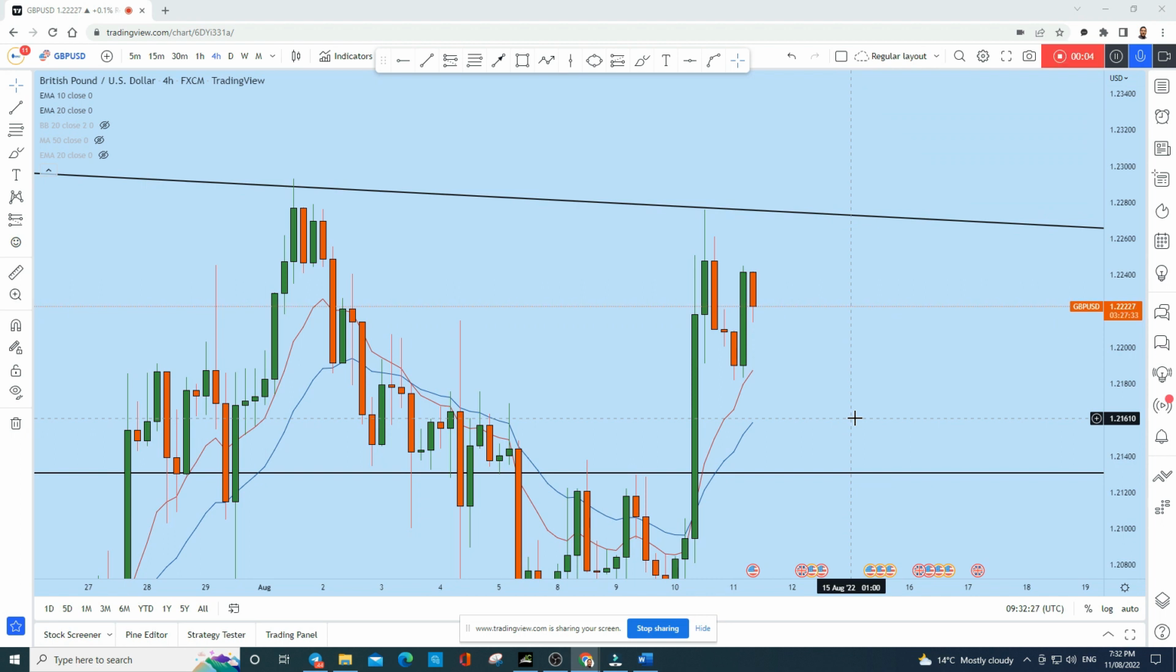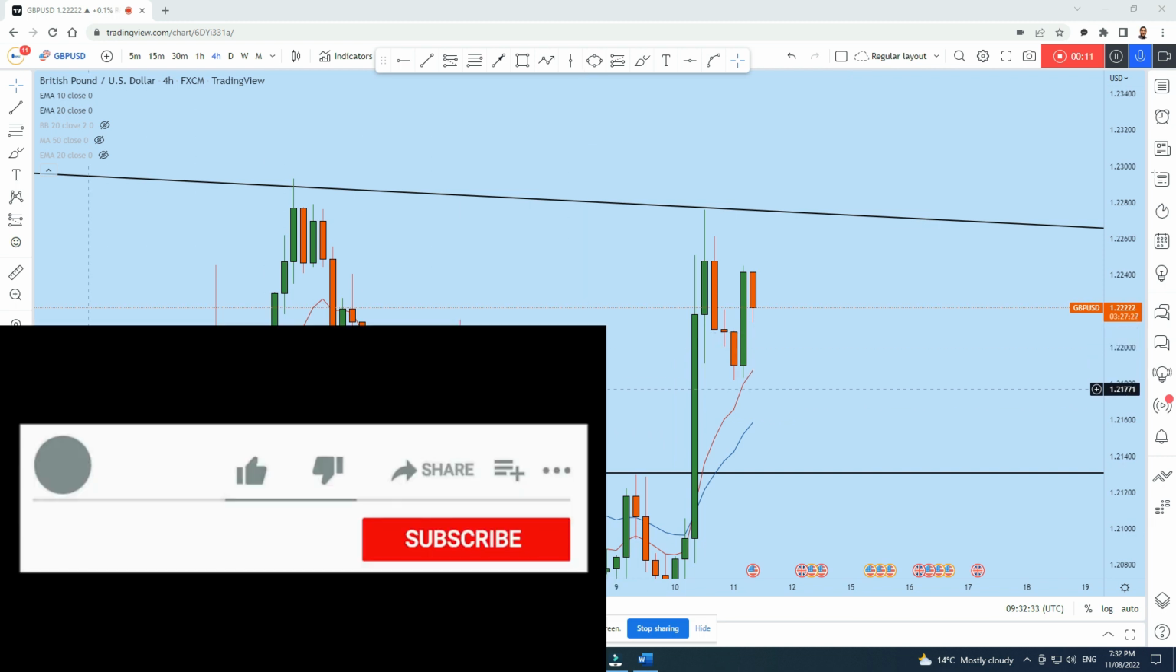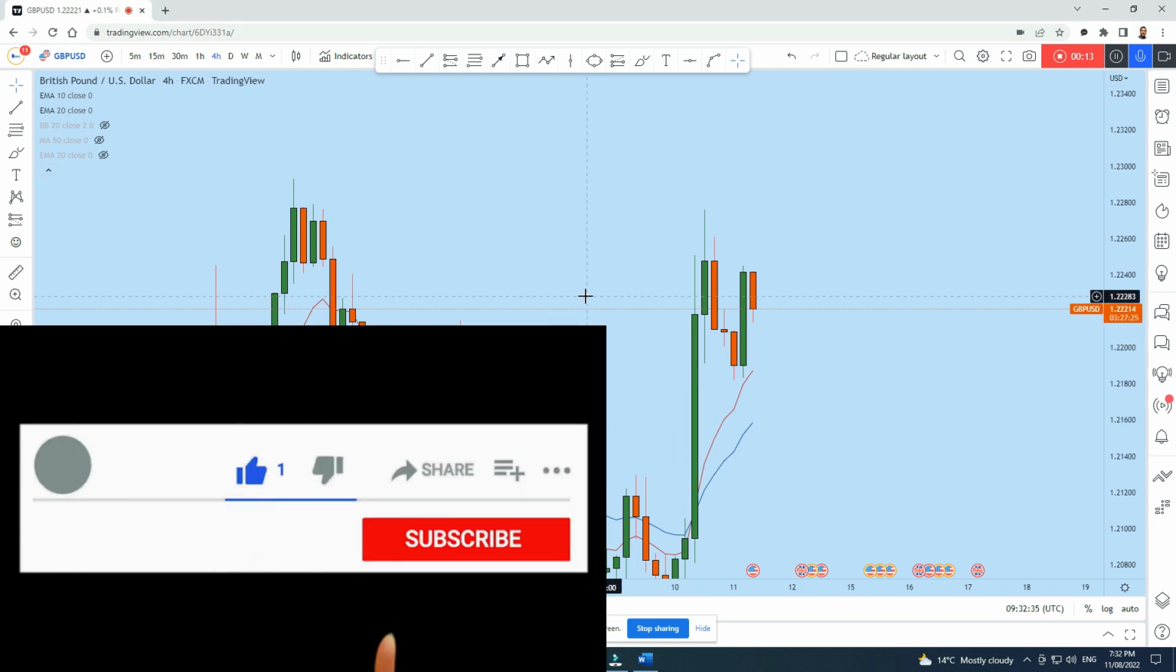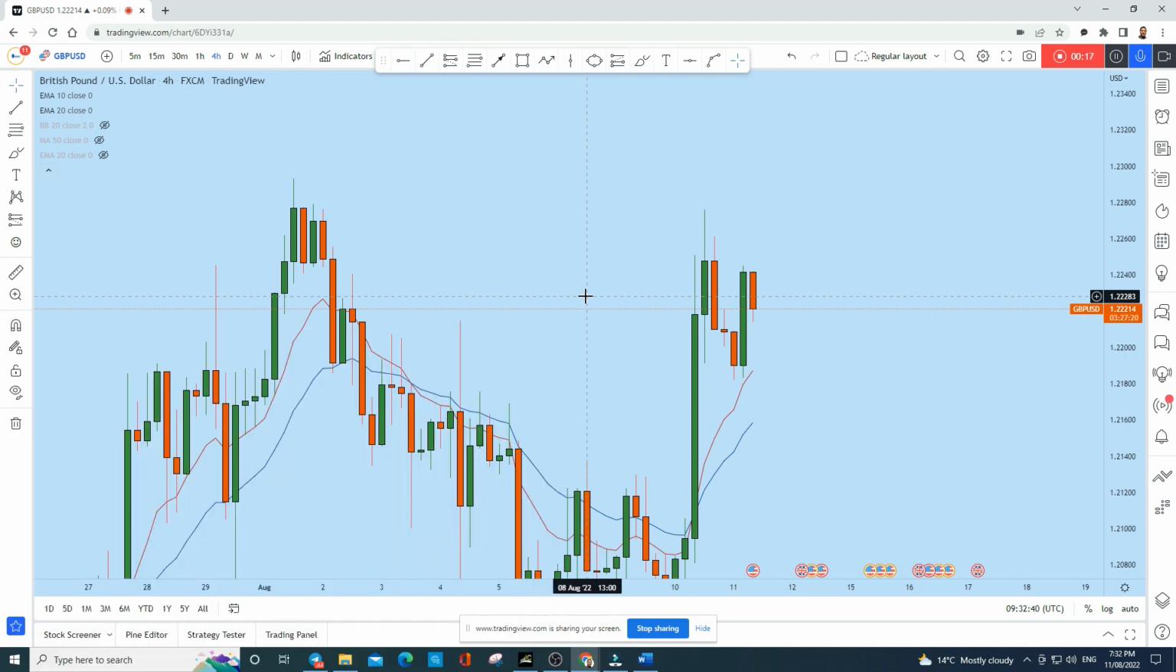Let's see what kind of trading opportunity we have in this instrument. Now, British Pound US dollar on the 4-hour time frame, we see a significant trading opportunity. Before we discuss what it is, let's do a complete multi-time frame analysis. Then we'll jump onto this time frame to see how we can trade British Pound US dollar.